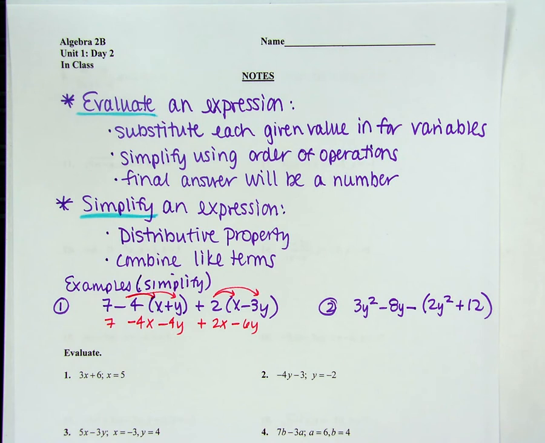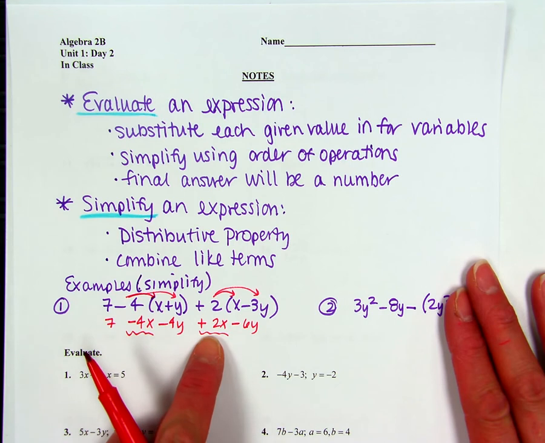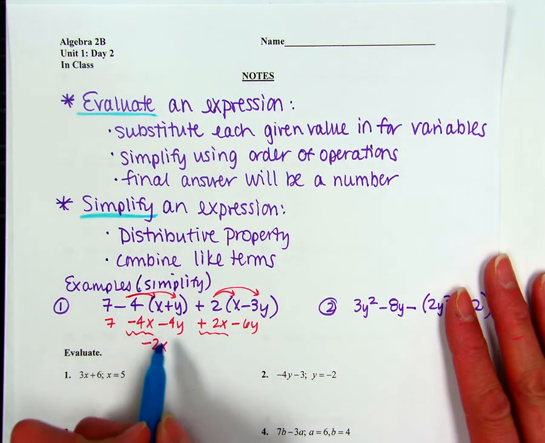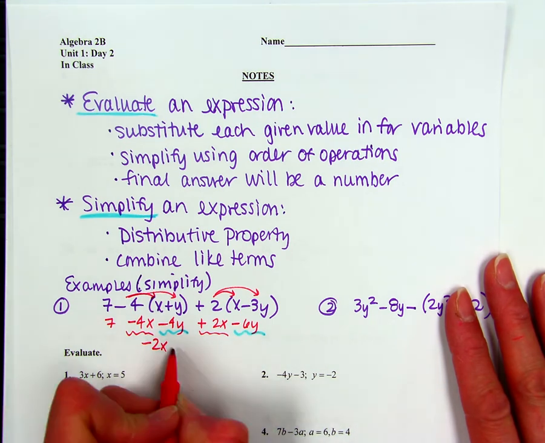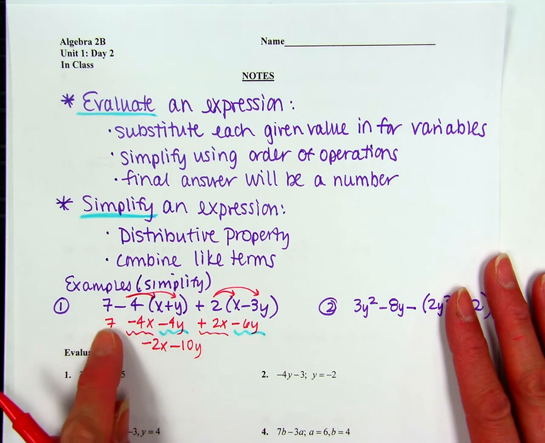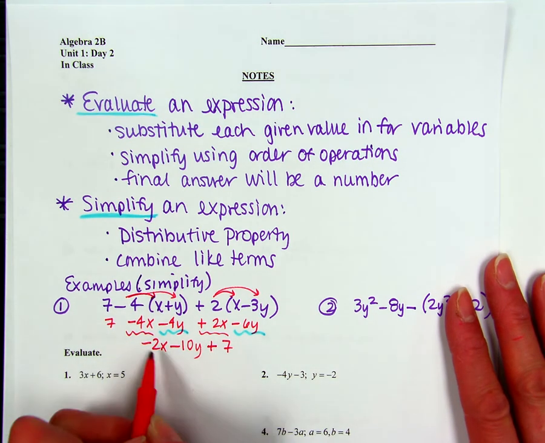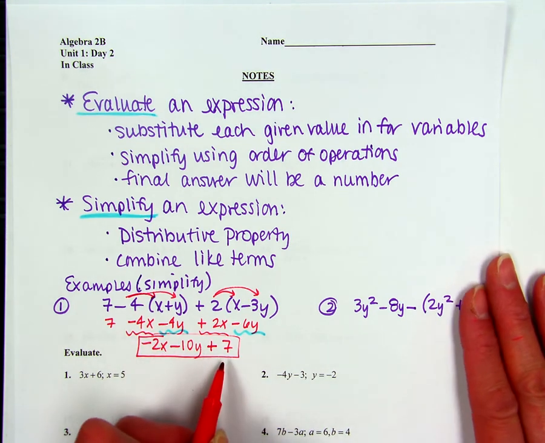Now I'm going to look for my like terms. Remember, like terms are ones that have exactly the same variable. Okay, so x's can combine with x's. -4 plus 2 is -2x. And then if I look at my y's, I've got -4y and -6y. That's -10y. And then I just have a number that has no variable. That goes at the end. So typically when you write your answer, you write it in alphabetical order. So your x's come before y's, and then you put your constant at the very end.